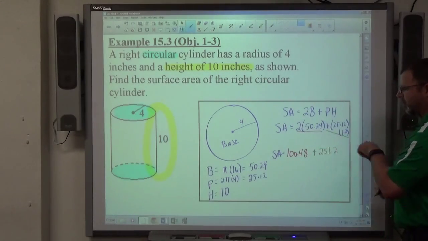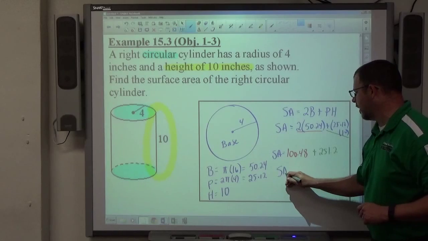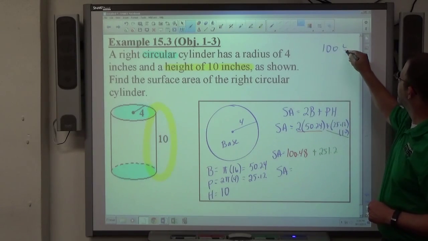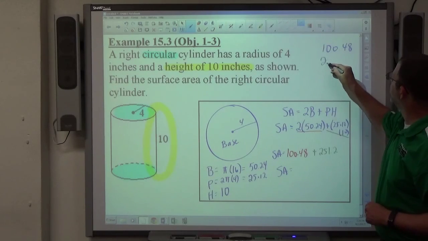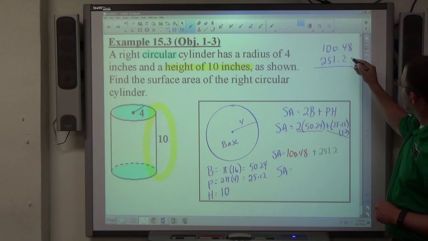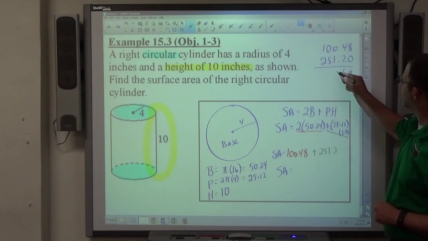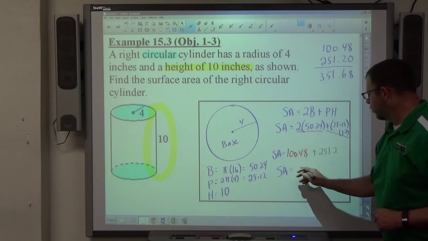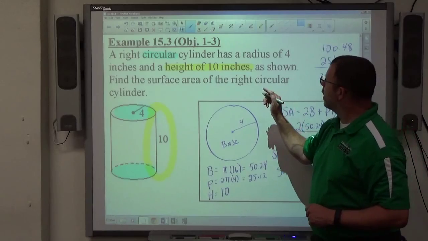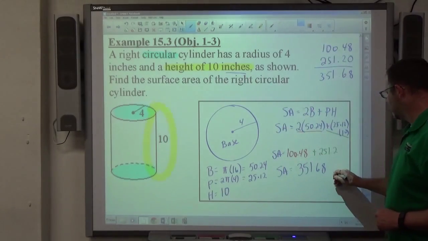Once we get both multiplications taken care of, the final step is to simply add those two numbers. We have decimal numbers here, 100.48 plus 251.2. Be careful with adding decimals that we line up the decimal places. I might even put a 0 here to hold a place. 8 plus 0 is 8, 4 plus 2 is 6, 1, 5, 3. So 351.68 inches is the unit we're dealing with, so inches squared.